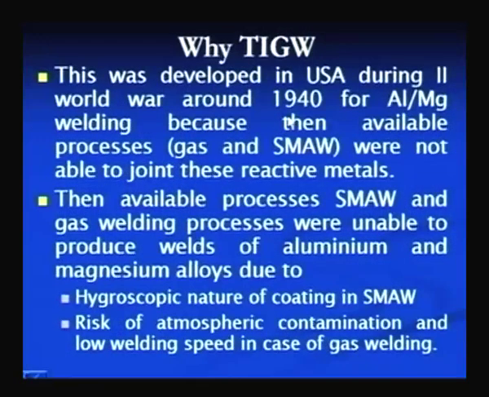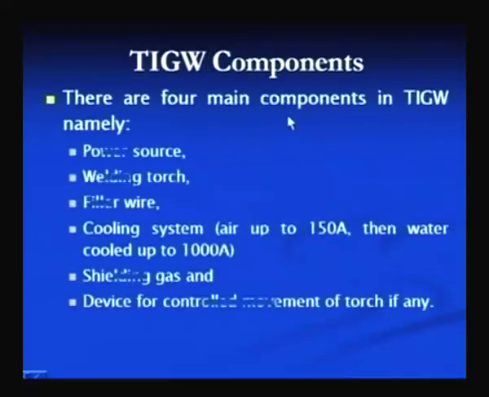These factors forced the technologists to develop the tungsten inert gas welding process. Tungsten electrodes are used, inert gas is used as a shielding gas, and that is why the entire process is known as tungsten inert gas welding. This welding system consists of a number of major components which play a significant role in successful welding by this process.